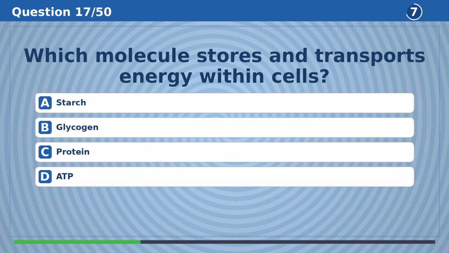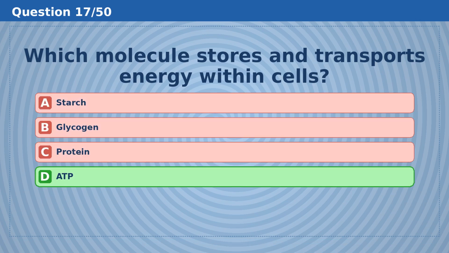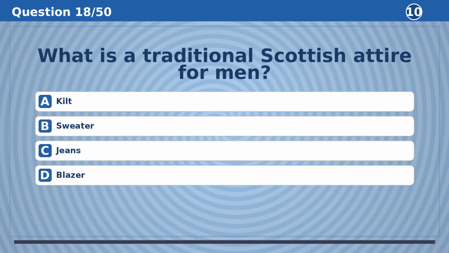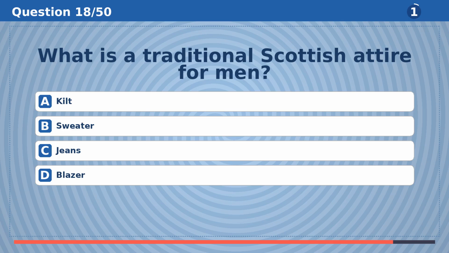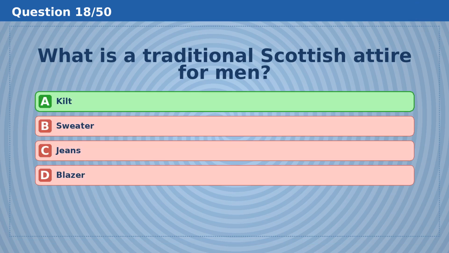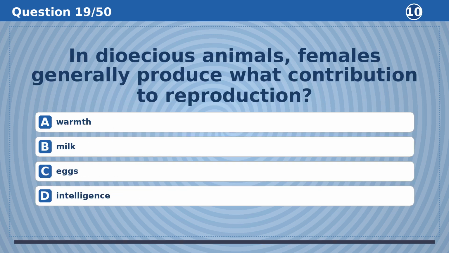Which molecule stores and transports energy within cells? The answer is D, ATP. What is a traditional Scottish attire for men? The answer is A, kilt.